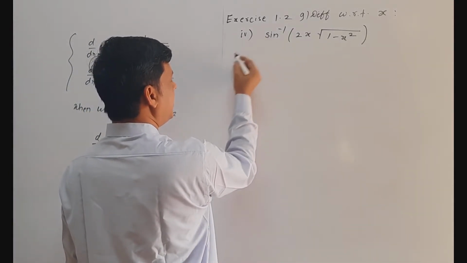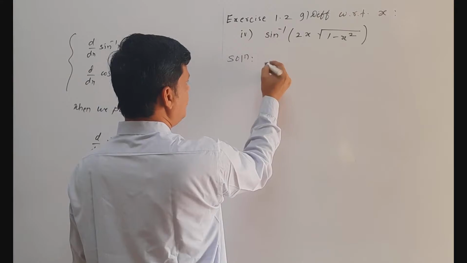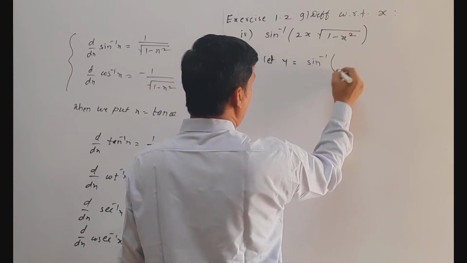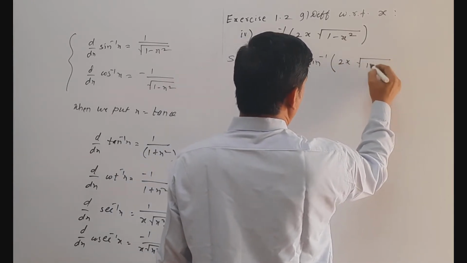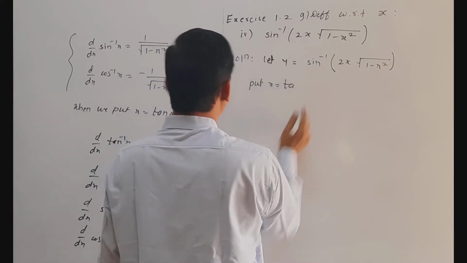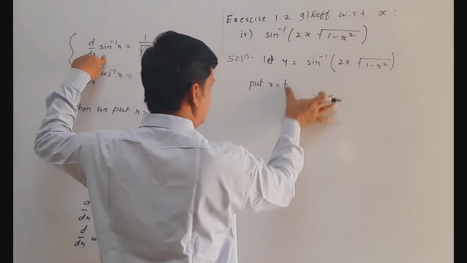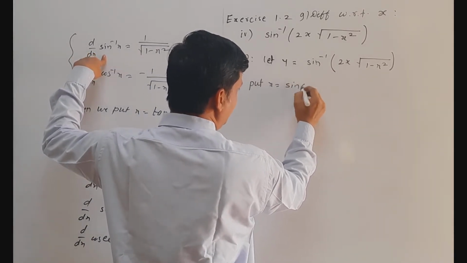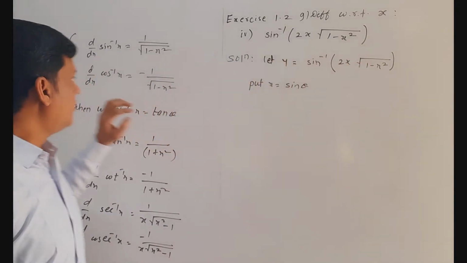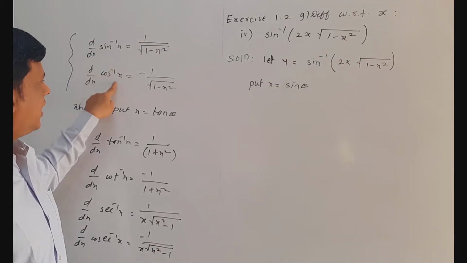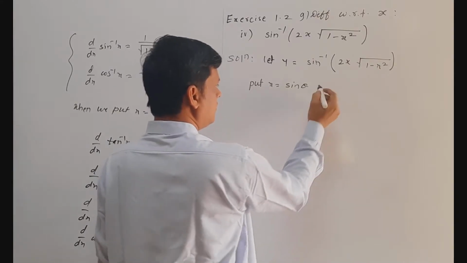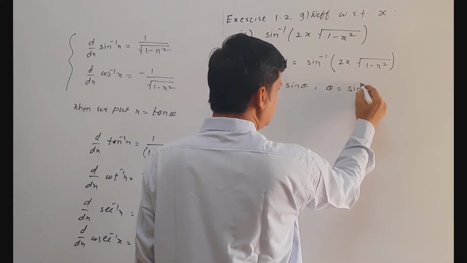First we represent the given function as y. So write in solution, let y is equals to sin inverse of 2x into root 1 minus x square. So we write here, put x is equals to sin theta. Here the value is in the form 1 minus x square. So we substitute x equals to sin theta or x equals to cos theta. So we take here x as sin theta. So from this we write theta is equals to sin inverse of x.